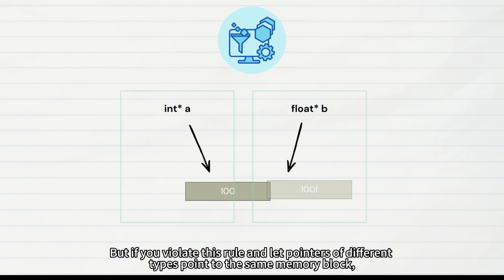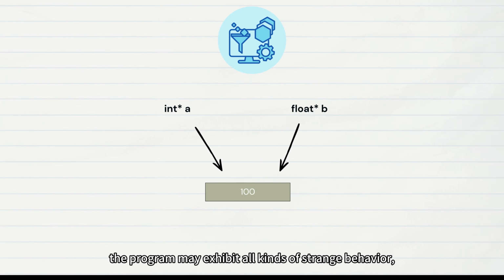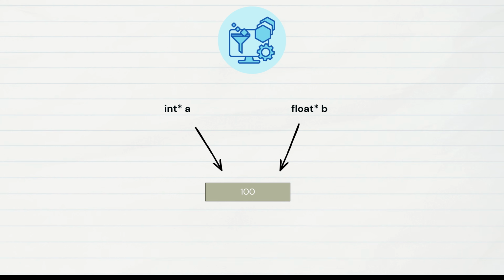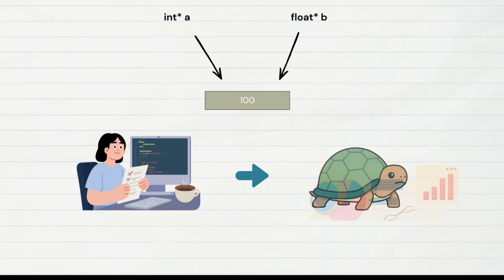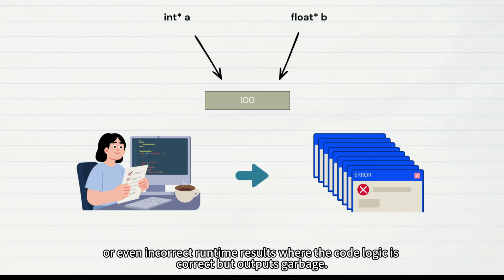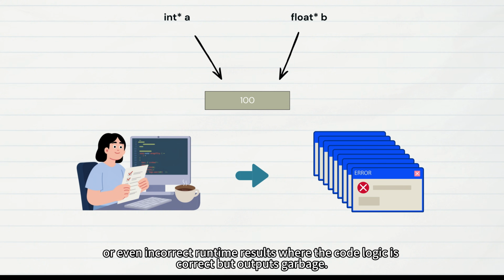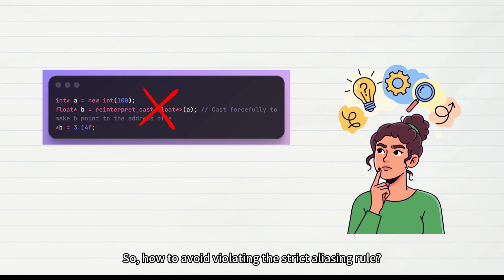run faster. But if you violate this rule and let pointers of different types point to the same memory block, the program may exhibit all kinds of strange behavior, such as optimization failure, making the code run extremely slowly, performance degradation, with the program consuming a large amount of memory, even incorrect runtime results where the code logic is correct but outputs garbled characters. So how to avoid violating the strict aliasing rule?